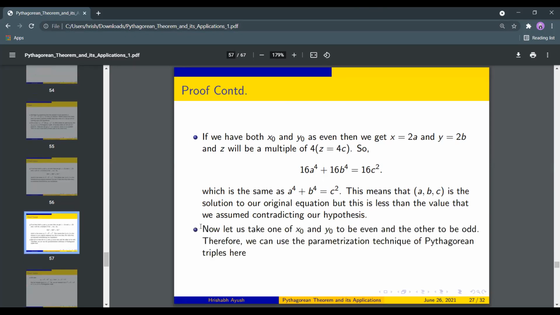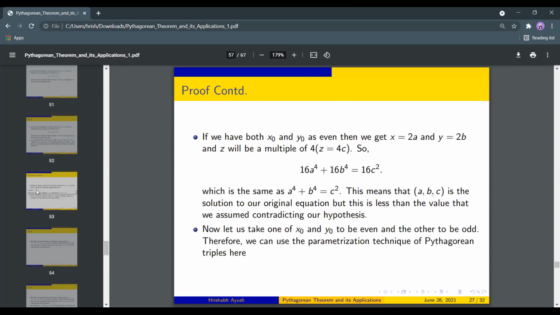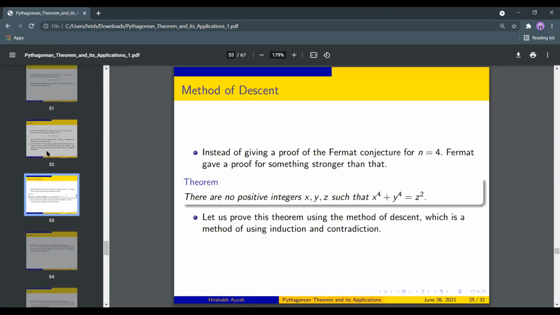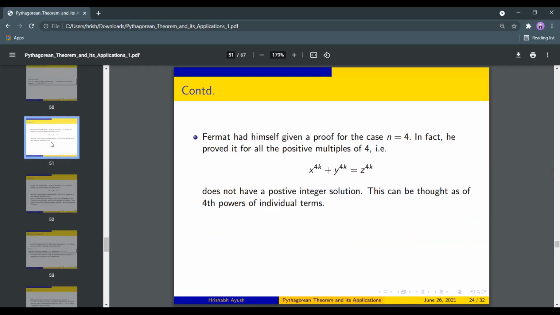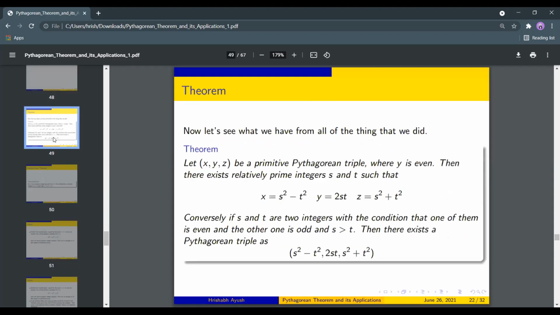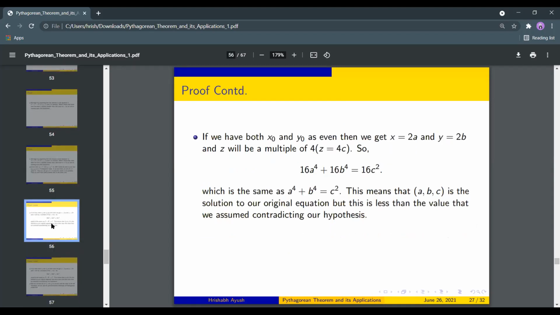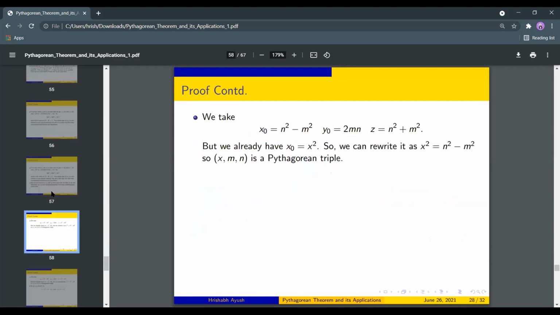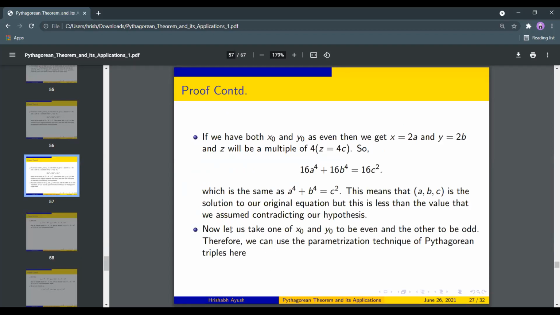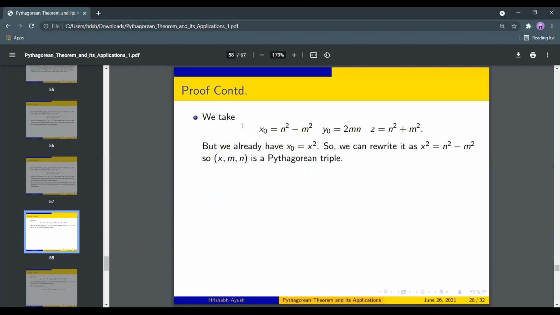So now let us take x naught and y naught to be even and the other to be odd. That was from this thing. Okay, I'll explain it here. So we are taking this as the primitive Pythagorean triples. We need to find the parameterization by taking x naught and y naught to be even and the other to be odd. So we'll see from this thing.